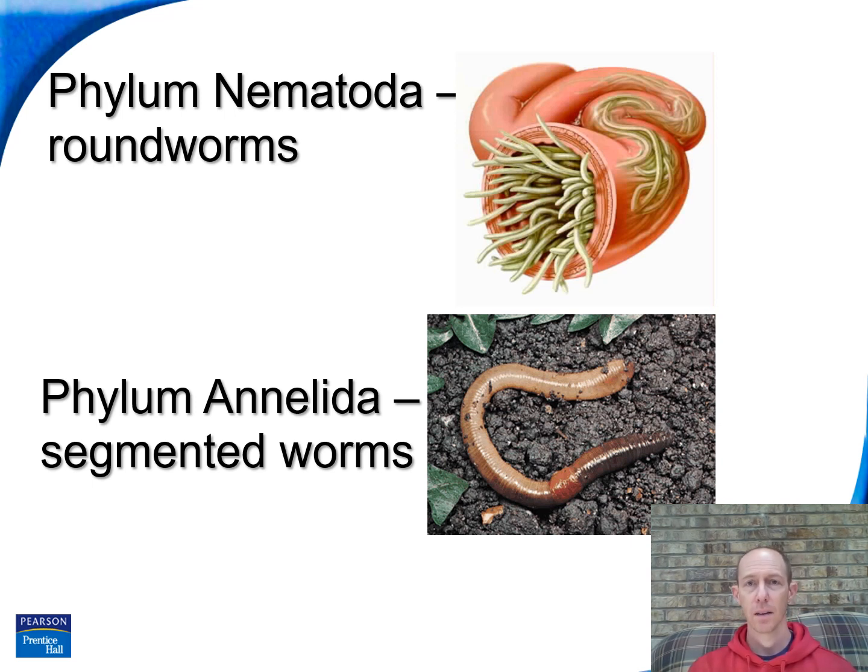Phylum Annelida are these segmented worms, so to speak, segmented repeated body parts, okay? So earthworms, leeches, those are also examples of segmented worms.